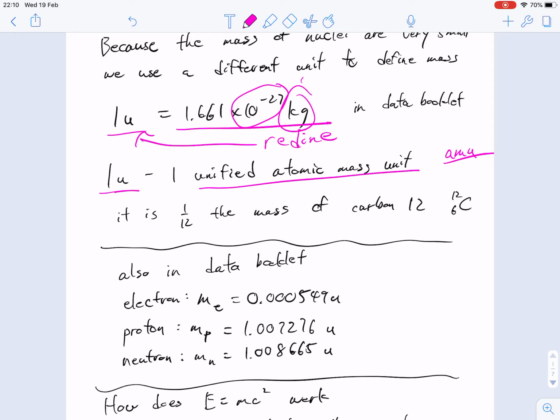Okay, and this is in your data booklet. Sorry, I forgot to mention that. This is also in your data booklet as well.